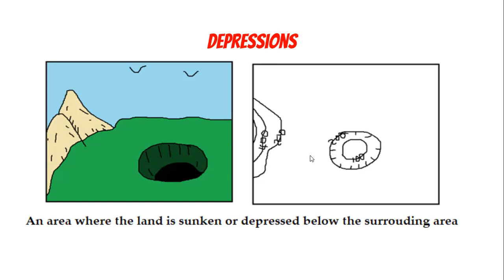Over here, we see how these are depicted on maps. So what we usually see is something that looks like a hill, but it's not a hill. What we need to look at is how the contour values are changing. Notice the contour values are decreasing as we move towards the center, which shows that the land is getting lower and lower towards the middle. You will also find some tick marks on many of the topographic maps depicting depressions.